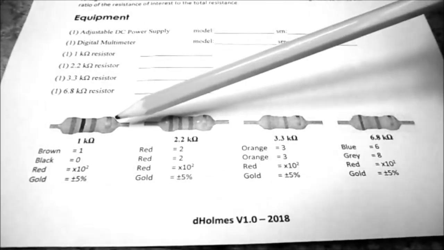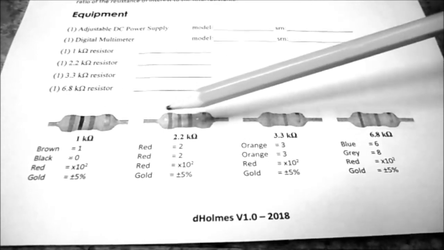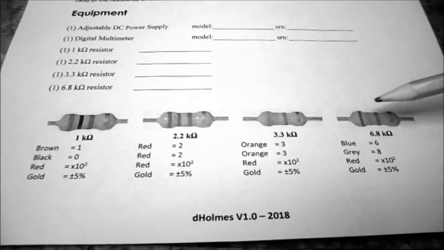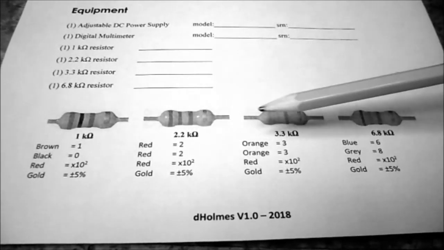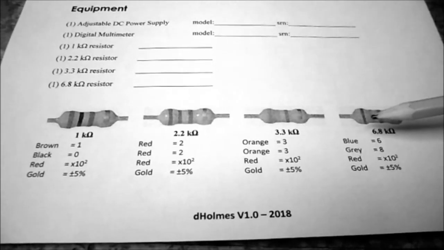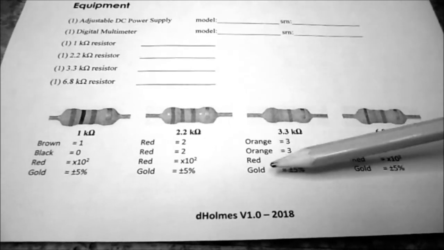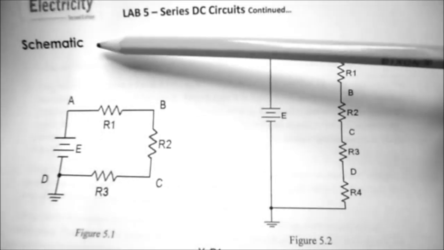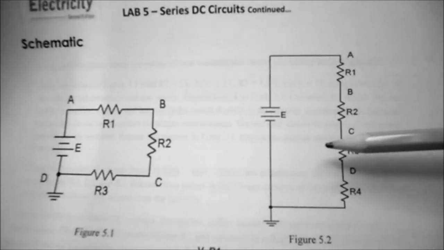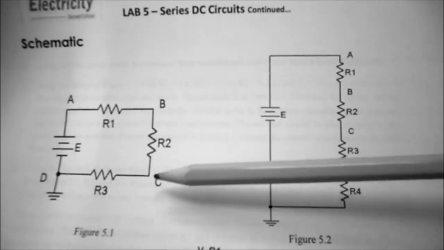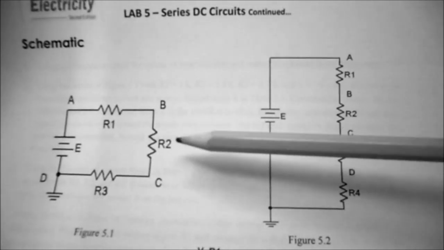You can see that I've gone out on the internet and tried to find you a graphic of each of the resistors that we're going to be using today. So you can see we have the 1K, the 2.2K, the 3.3K, the 6.8K, and I put down the color codes for you. On the next page we have a schematic, and then we're actually going to build two circuits today. So we have figure 5.1 and figure 5.2. Do not mix the two circuits up.